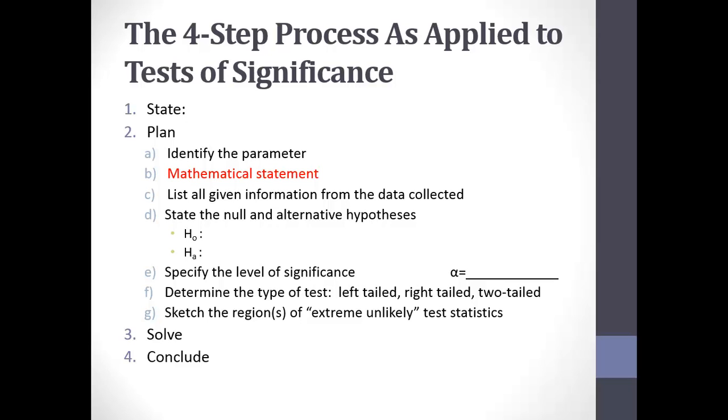You can list the information that you've been given. What's the sample mean? What's the sample size? What's the population standard deviation? All of those good things. Figure out what my hypotheses are, say what my level of significance is, and then determine what type of test I have, if it's one-sided or two-sided.